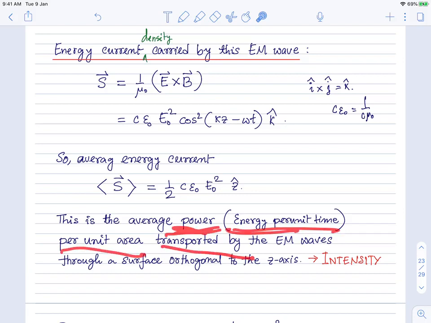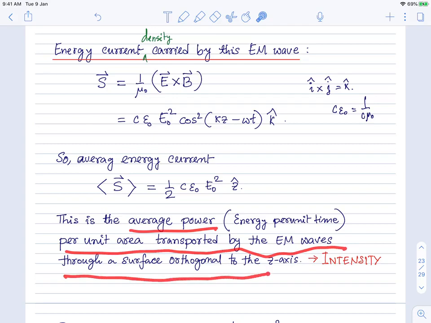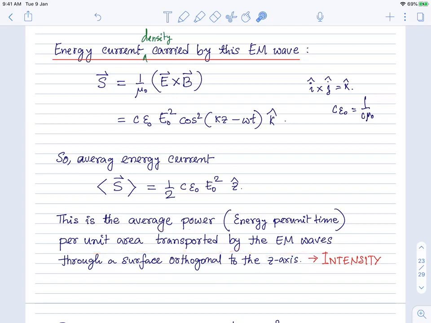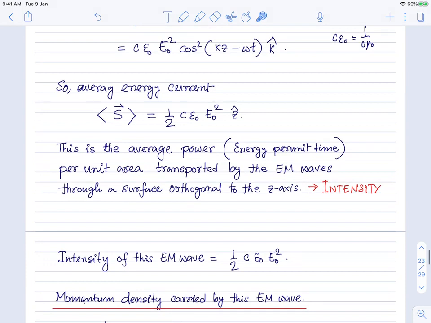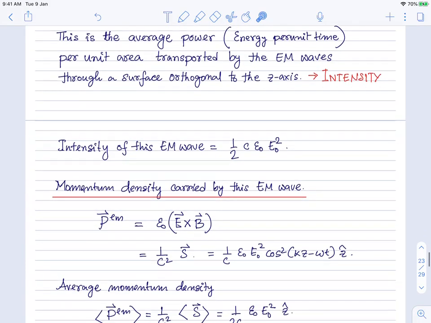Okay, that is transported by the electromagnetic waves through a surface orthogonal to the z-axis. So this expression, this magnitude, is the average power per unit area transported by the electromagnetic waves through a surface orthogonal to the direction of propagation of the plane wave. This is what is defined to be the intensity of the electromagnetic wave, and the intensity is given by the average energy density. So this is a measure of the power traveling through the electromagnetic wave per unit area.